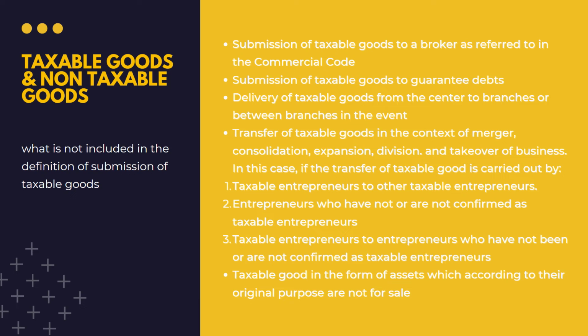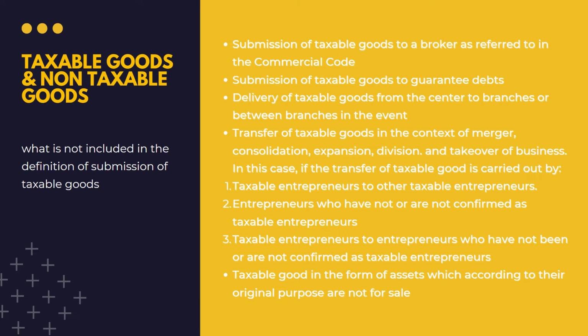They run the company by doing work for a certain wage or provision on behalf of other people with whom they have no working relationship. And then the submission of taxable goods to guarantee debt, and delivery of taxable goods from the center through branches or between branches in the event that the taxable entrepreneurs concentrates where the tax is payable.